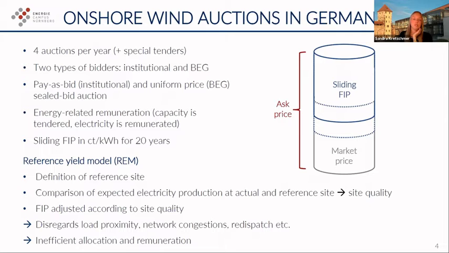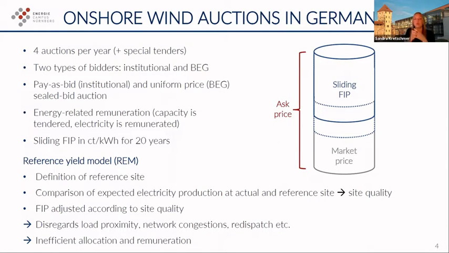The German auction design has another important feature, which is the reference yield model. The goal of this reference yield model is to generate an even distribution of capacity of wind power plants across Germany. It does so by defining a reference site, and for every wind plant project, the expected electricity generation at this reference site is calculated and then compared to the actual electricity generation that is expected at the actual site where the plant is to be built. This comparison then yields a proportion of site quality, and then the awarded feed-in premium is adjusted according to this relative site quality.